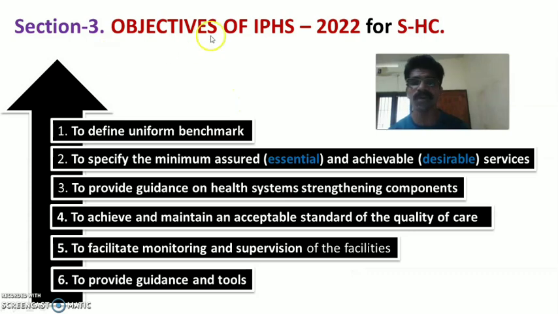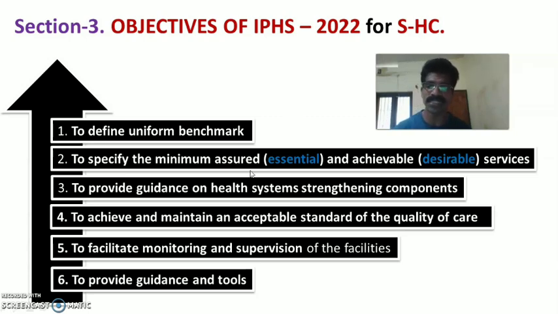The third section is the objectives of IPHS 2022 for sub-health center. So section 3 covers the objectives. The first objective is to define a uniform benchmark. So uniform standards. Benchmark is nothing but standards to maintain uniform services. So similar or quality services in all the sub-centers in the states and territories of India. So to define or maintain a uniform benchmark is the first objective of IPHS 2022.